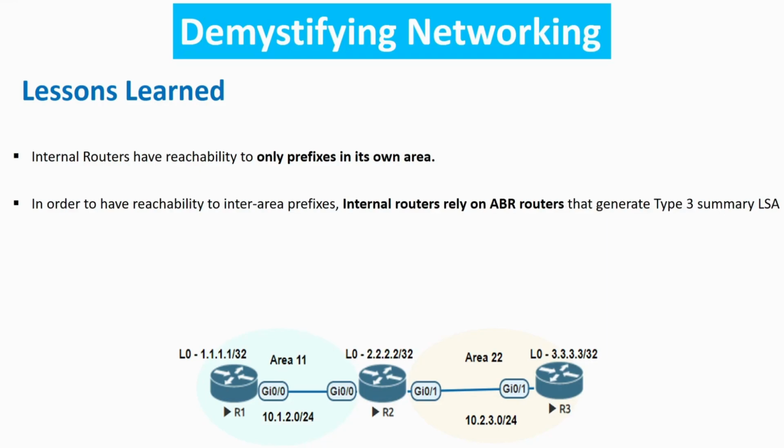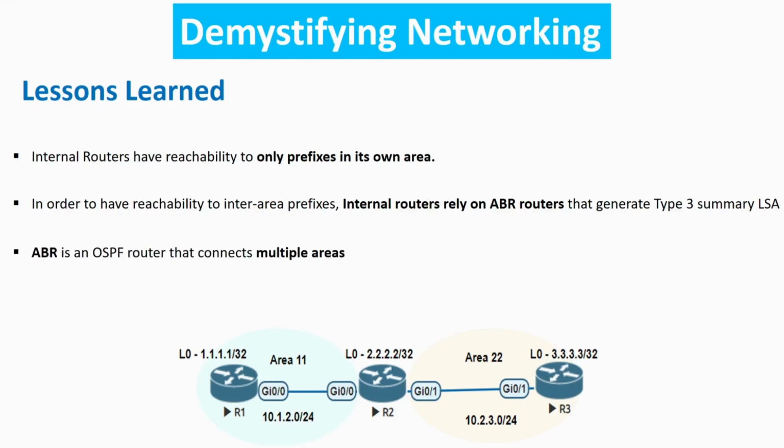In order to have reachability to inter-area prefixes, the internal routers rely on ABR routers that generate type 3 summary LSAs. At the beginning of the video, router R2 was not announcing itself as an ABR, and hence it was not generating type 3 summary LSAs, which prevented router 1 and router 3 from having reachability information to each other.